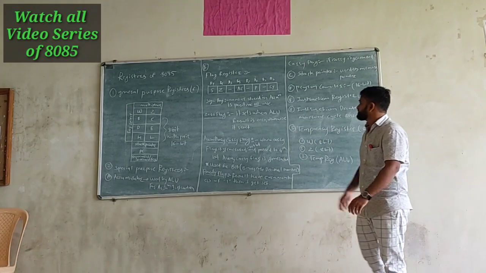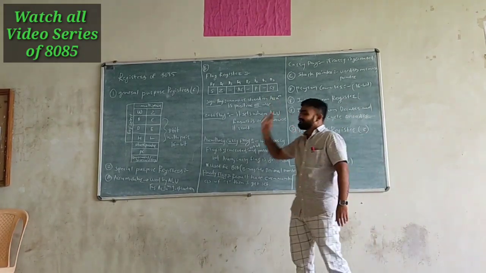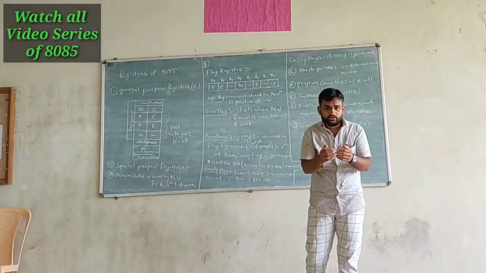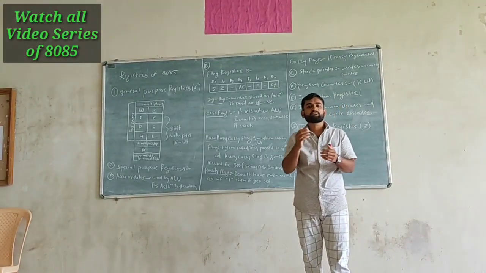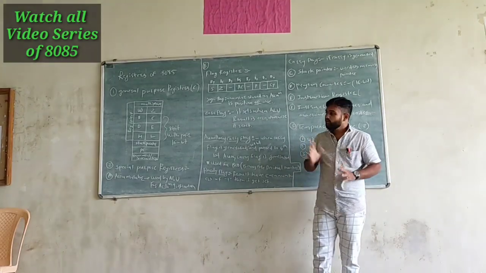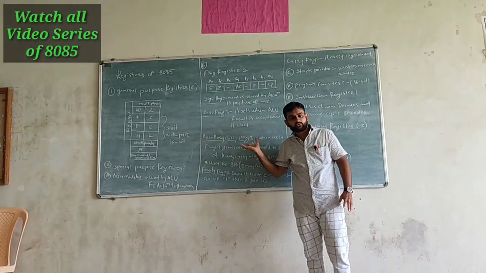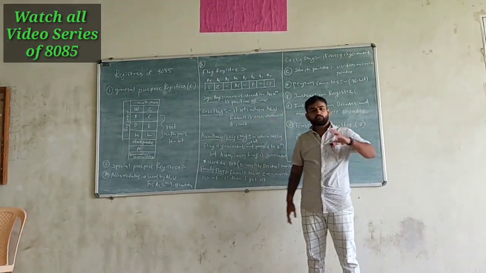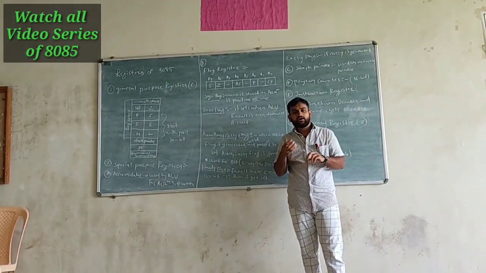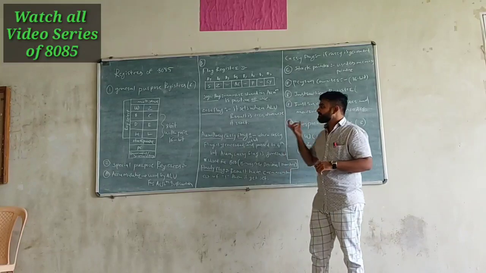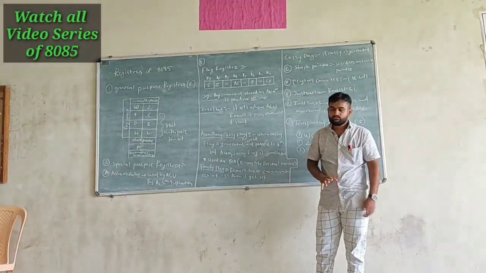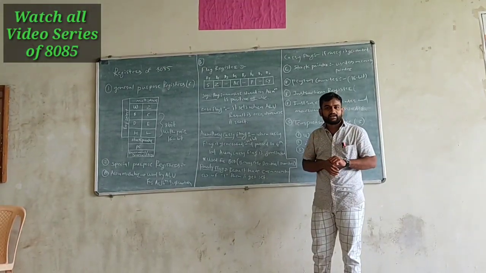The next special function register is the flag register. In your university examination, a question may come for 8 marks: explain the flag register in detail. So the flag register is a very big topic. Here we are going to discuss all the flags of your flag register. The flag register is also 8 bits. It is an 8 bit register where we have a total of 5 flags available. What types of flags are available in the flag register?